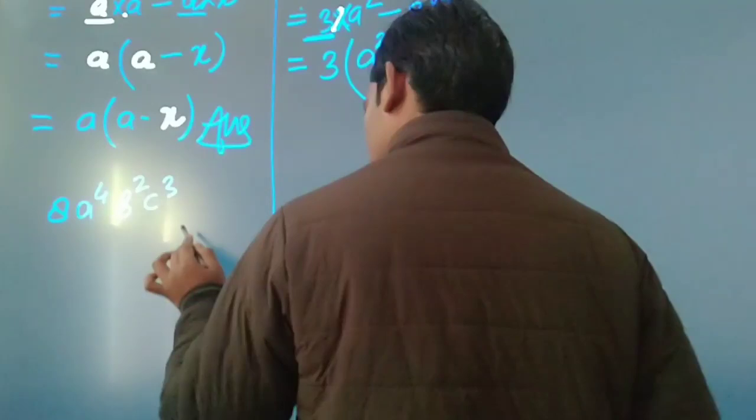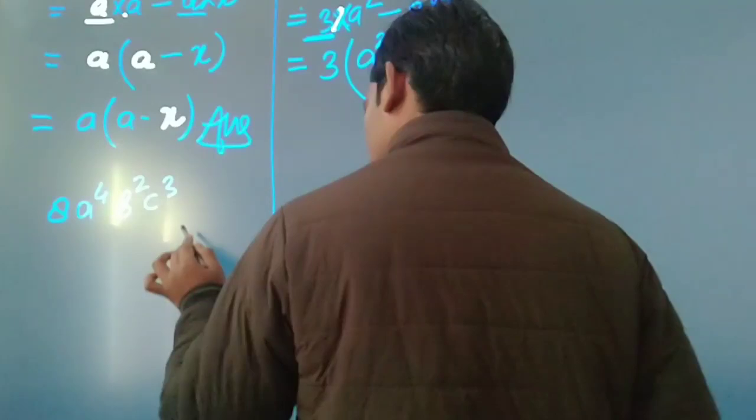Write 8 as 2 into 2 into 2. Is that clear? And a to the power 4 can be written as a square into a square, and b square remains unchanged, c cube remains unchanged, and here is plus, so put plus here. Write 12 as 2 into 2 into 3, 2 2 is 4, 4 3 is 12, and write a square as it is, b square as it is, and c cube as it is.